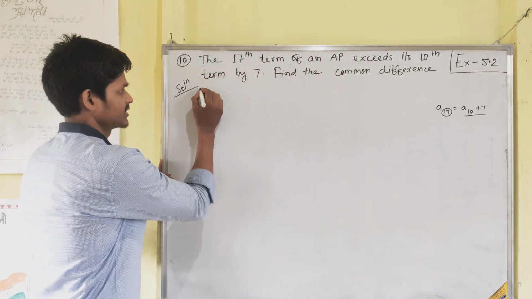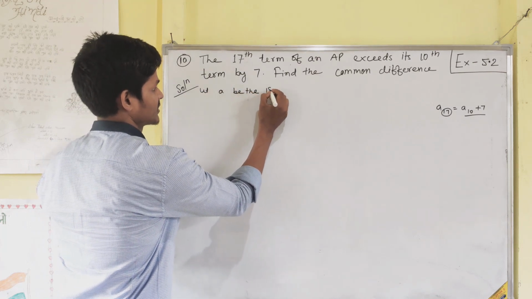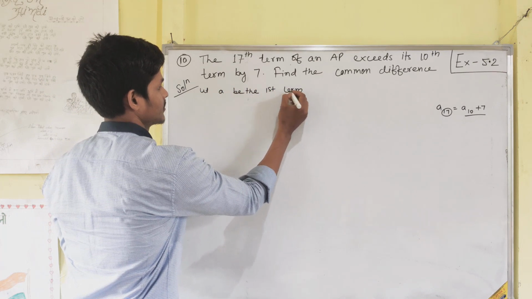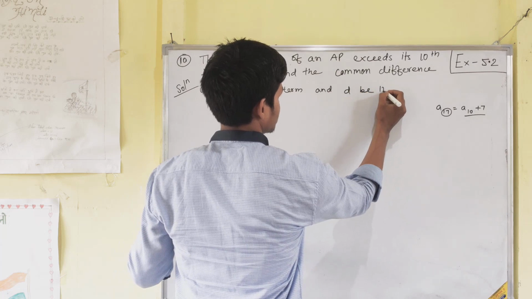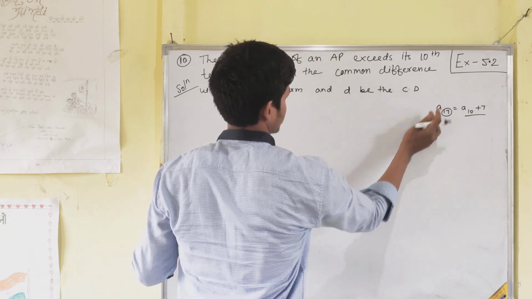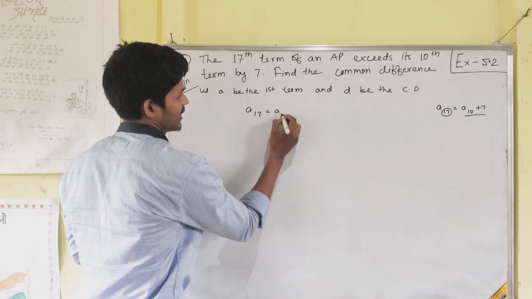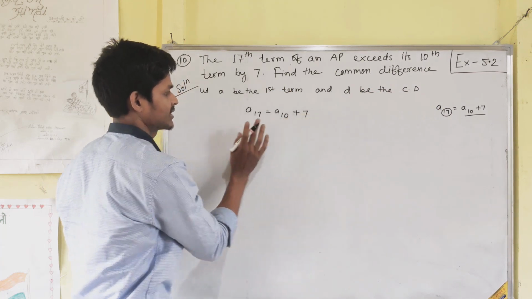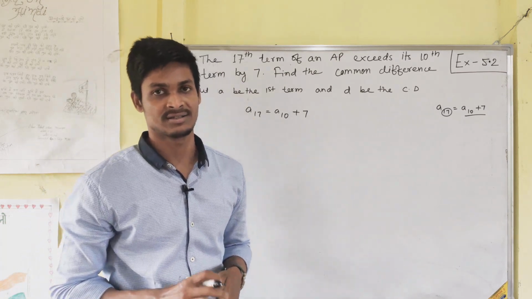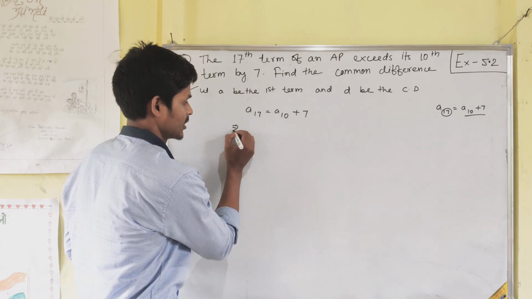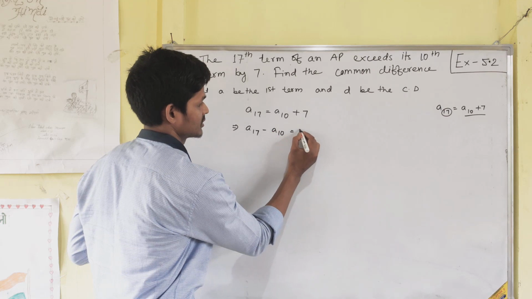So first, let a be the first term and d be the common difference. Now A17 is equal to A10 plus 7. You get the 17th term of the AP when you add 7 to the 10th term. Now A17 minus A10 equals 7.